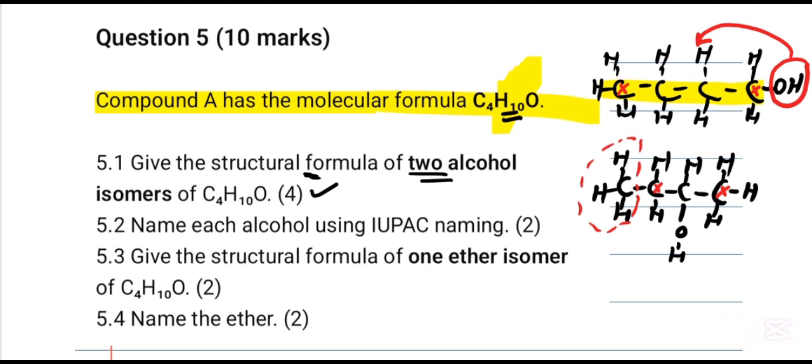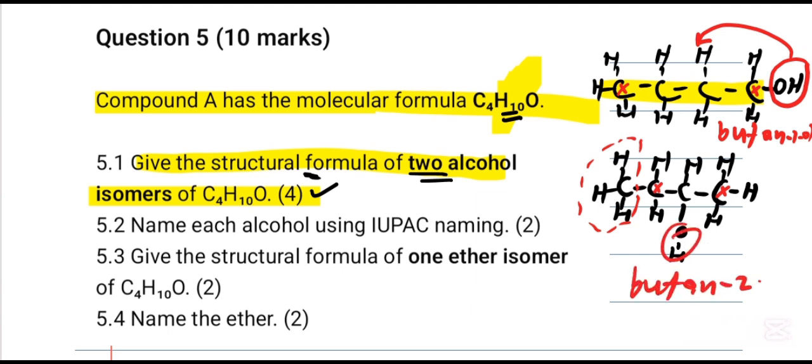The first question said give the structural formula of two isomers of this. Okay, name each alcohol using IUPAC name. So the first one ke ngoku sizothi number 1, which means butan-1-ol. Eyesibini number 2, so butan-2-ol. Make sive by kwenye question ezosibuza na enye isomer.